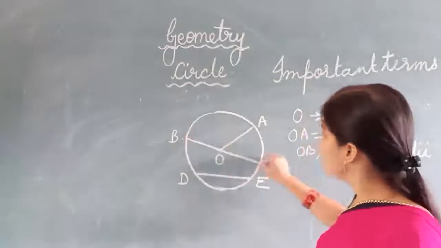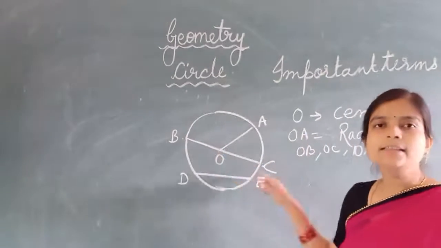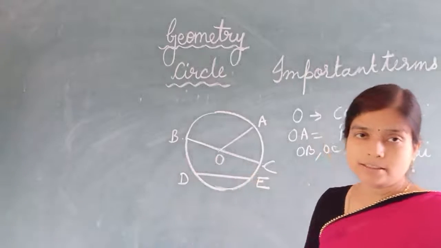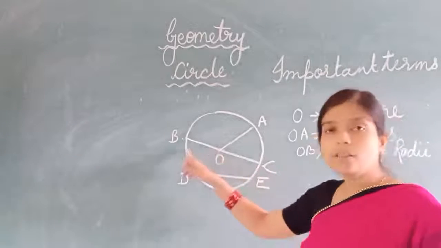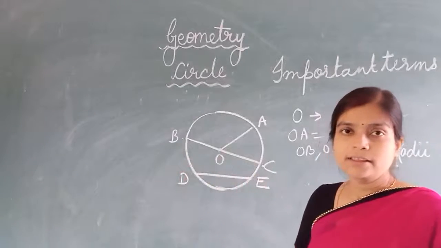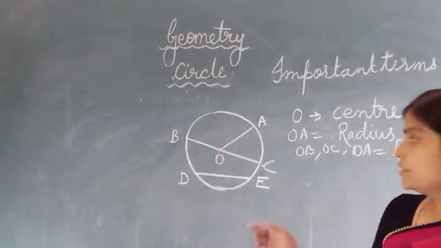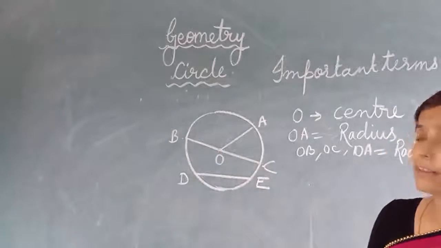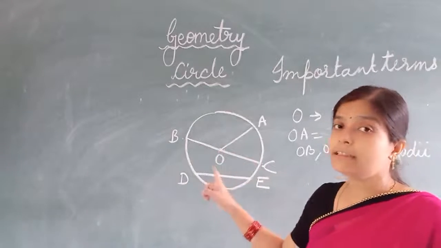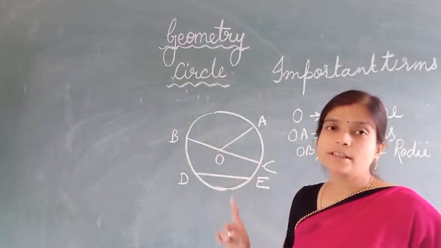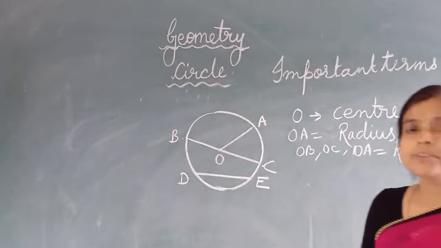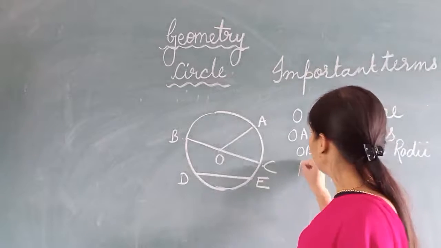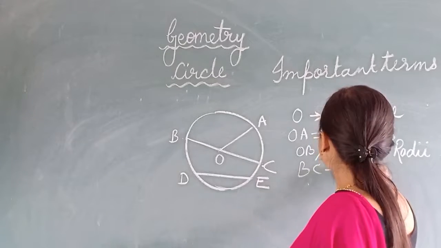Now what is this BC? BC is the diameter. Diameter is the line segment whose both the points lie on the circle and which passes through the fixed point, that is center. Okay, which always passes through the center. Diameter is the line segment which always passes through the center. So what is BC here? Diameter.